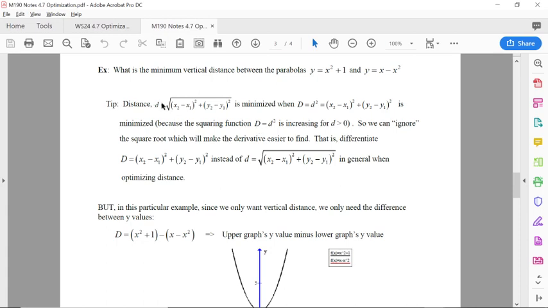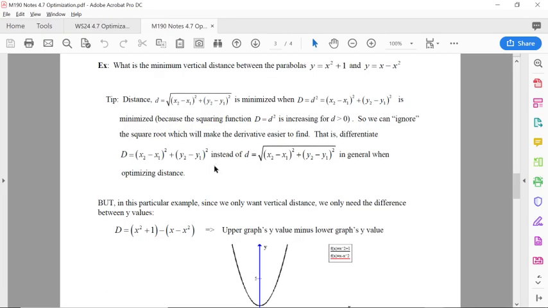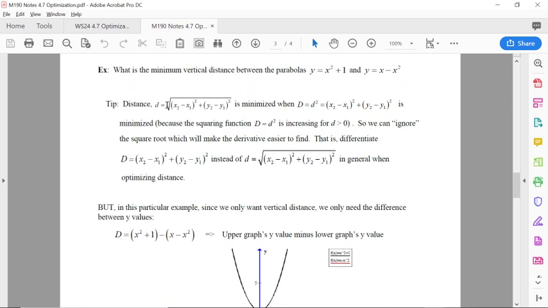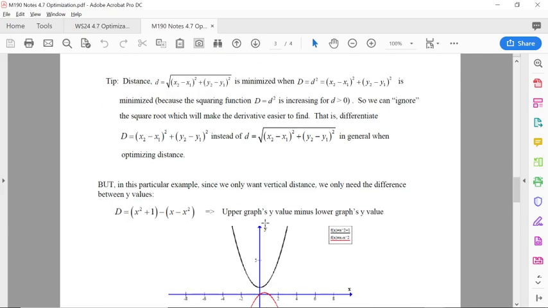Because of that, we know that the maximum distance would be associated with a maximum square of the distance, and a minimum distance would be associated with the minimum square of the distance as well. So this makes it easier for us to differentiate in general when we're looking at distance functions in our objective equations. Now, the specifics of this particular exercise say: what is the minimum vertical distance between these two parabolas? If it's a vertical distance, then the points of interest are going to have the same x-coordinates. All right, you pick any 2 points.